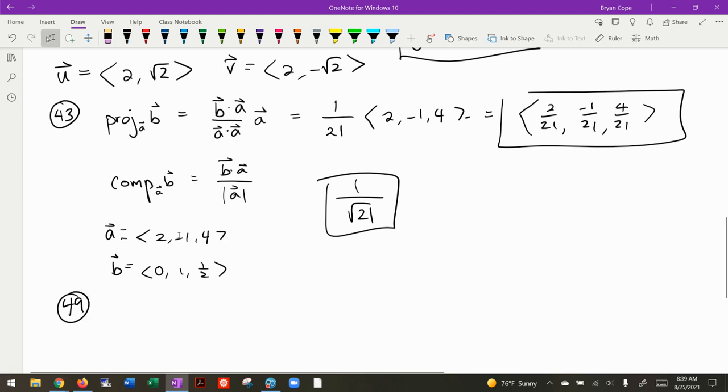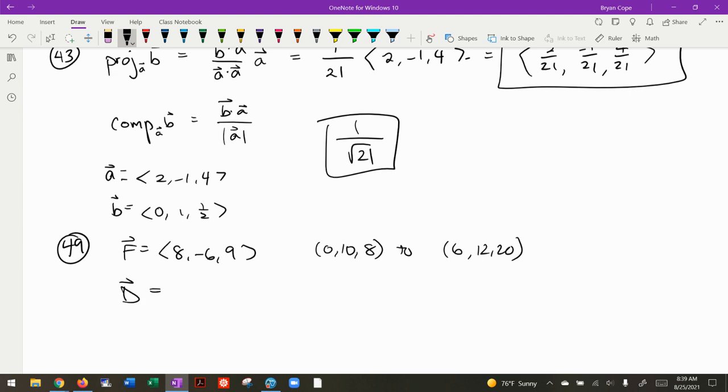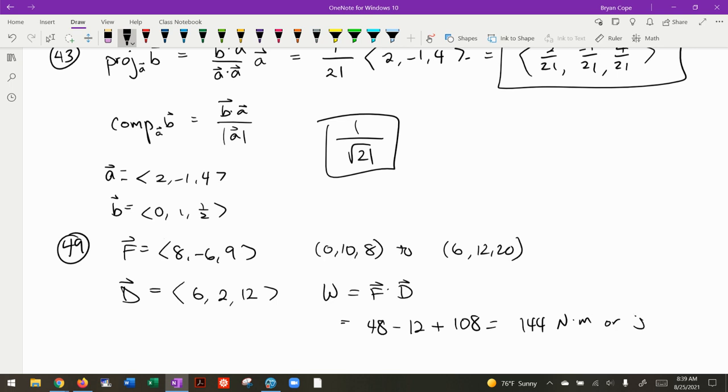49 is next. Find the work done by a force, which is 8, negative 6, 9, that moves an object from the point 0, 10, 8 to 6, 12, 20. All right, so the displacement vector then is the vector from the first point to the second, or 6, 2, 12. So work is F dot D, which is 48 minus 12 plus 108. And 48 minus 12 plus 108 is 144. The units on it would be Newton meters or joules.